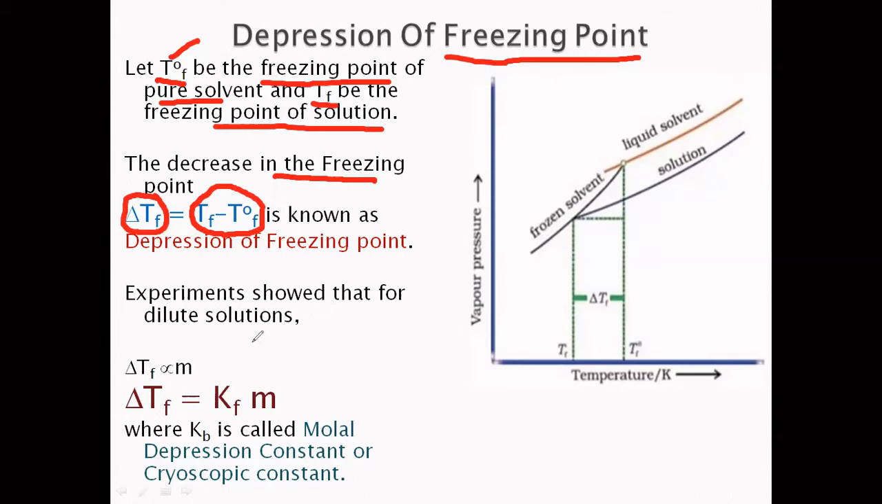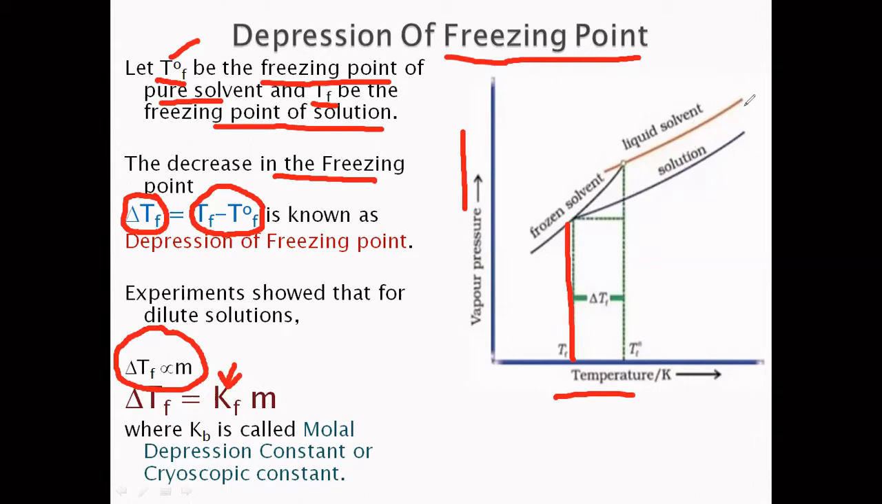Now again, experiment showed that delta TF, or depression of freezing point, is directly proportional to molality, and there is a constant introduced, represented by KF, which is called the molal depression constant or cryoscopic constant. Let's see this diagram. This is the vapor pressure line on the y-axis, and on the x-axis there is temperature. At this temperature, which is TF here, the vapor pressure of the solution is this much. You can see it is this much. And the pure solvent also has the same vapor pressure at TF. So TF becomes the freezing point of this solution.